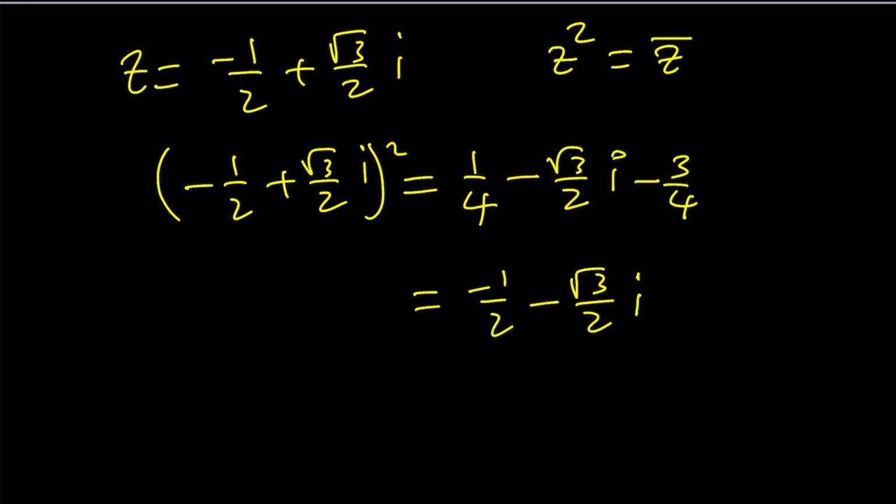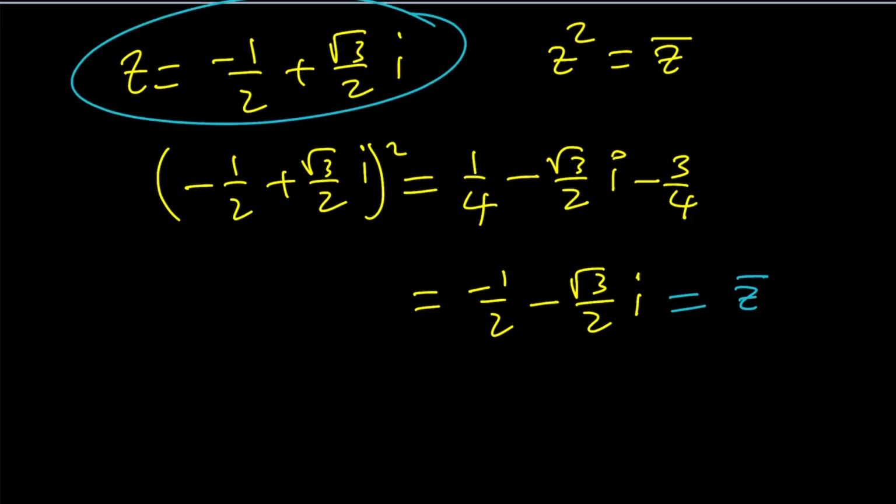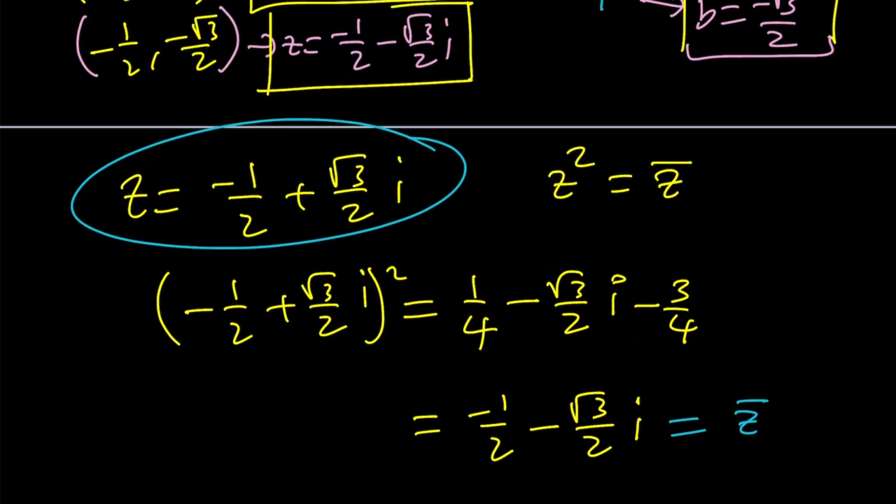So remember, this is z squared, but it's supposed to equal z bar, and it is. Because if this is z, then this is definitely z bar. And yes, it works. Wow, I'm surprised. I didn't do this problem before, but I'm pretty surprised to find out that it works. And this brings us to the end of this video.